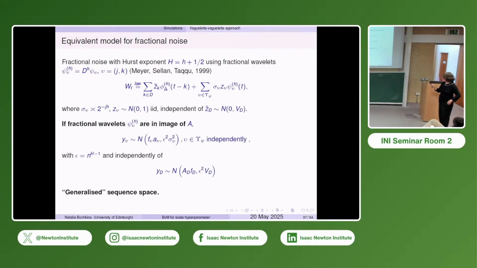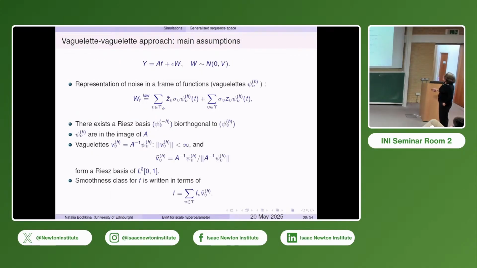So that's what we call generalized sequence space. Effectively, this is just the construction. The assumption is that once we construct these fractional wavelets, there exist array spaces that are bi-orthogonal to them, so that we can go back from the sequence space. And then the normalization factor here will be the level of ill-posedness operating in the wavelet domain.